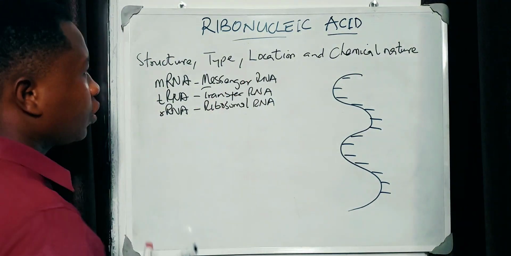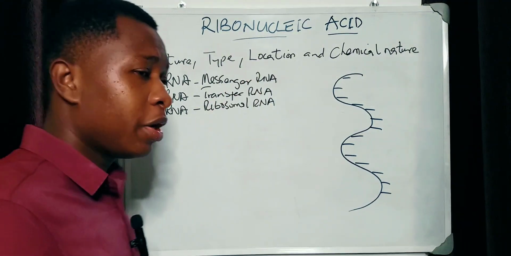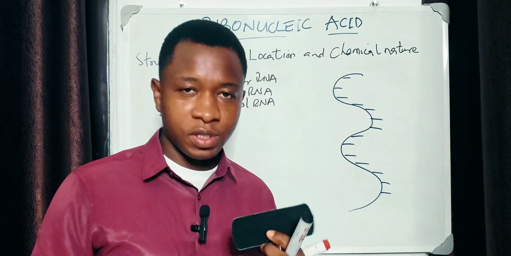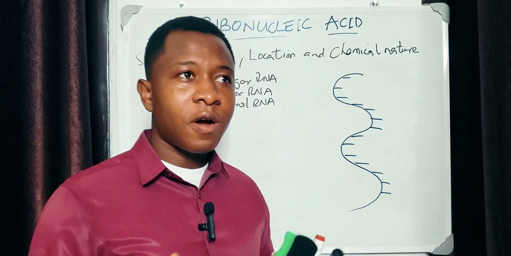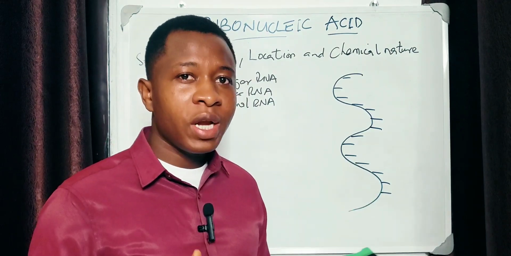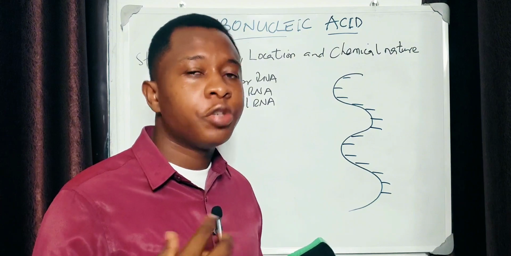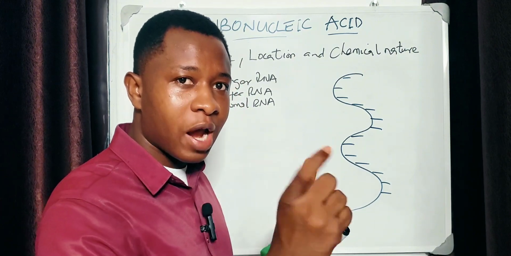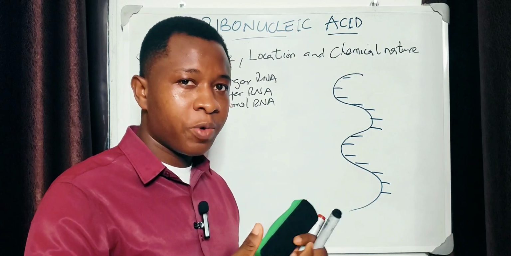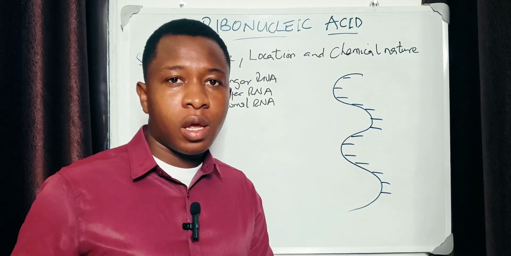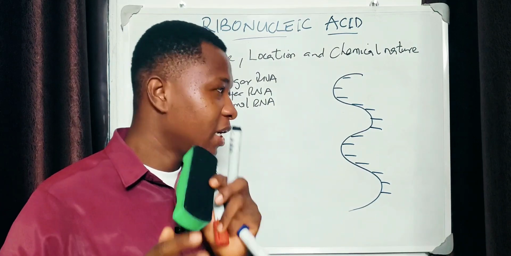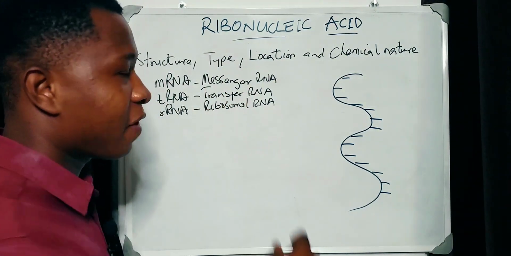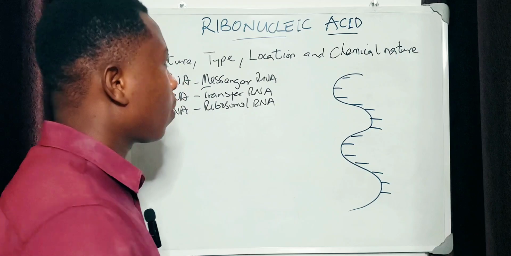Okay, now let's look at the location of the ribonucleic acid. The ribonucleic acid is mainly found in the cytoplasm of the cell. It is only found in the nucleus of the cell when it is going for transcription, when it's going to transcribe a particular gene that will produce a protein. I'll talk about that in protein synthesis. So that is where it is found. Location-wise, it is found in the cytoplasm of the cell.